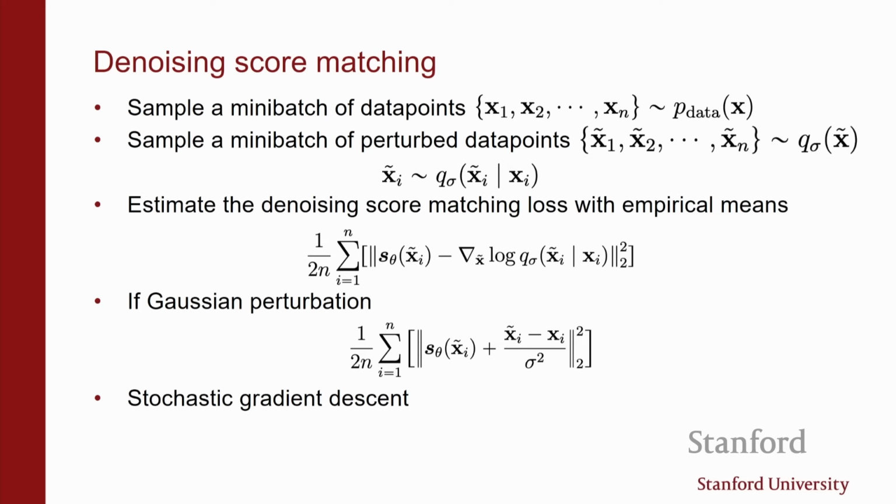Do we have some restriction on how noisy, let's say how large the standard deviation sigma is, where we're trying to add noise to the arrangement? Yeah, so you'd want sigma to be as small as possible because you want Q sigma to be as close as possible to P data. On the other hand, the variance of this loss goes to infinity as sigma goes to 0. So you can't actually choose sigma to be too small.